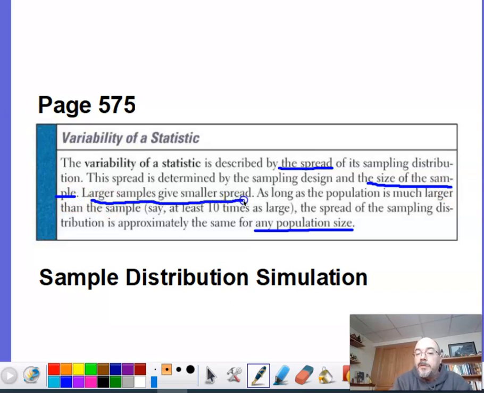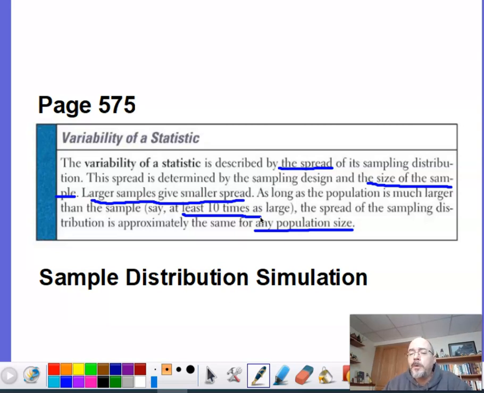Larger samples give smaller spread. More accurate that way, as long as the population is much larger than the sample. Now, the population needs to be at least 10 times as large, folks, okay? The spread of the sampling distribution is approximately the same for any population size.